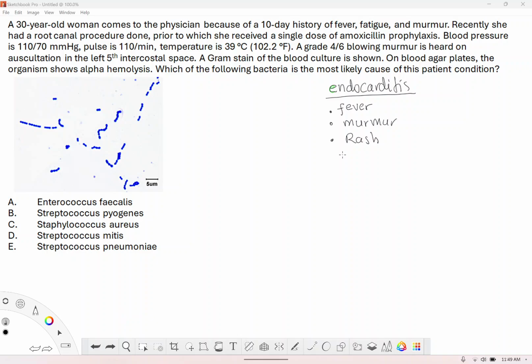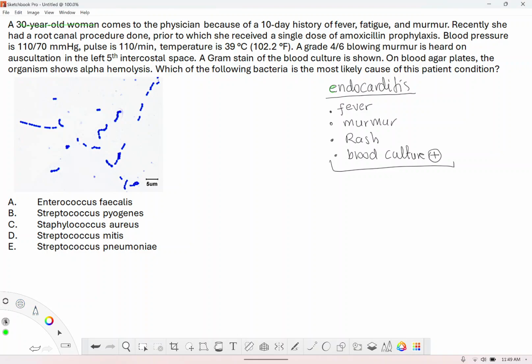If I'm suspicious, what do I do next? Blood culture. If the blood culture is positive, this is 100% endocarditis. And let's see if we have these things. Okay, so I'm going to highlight for us. She's a female.